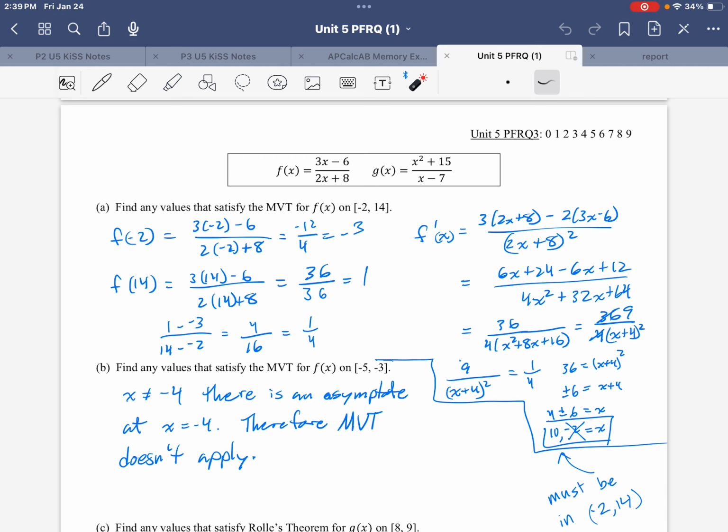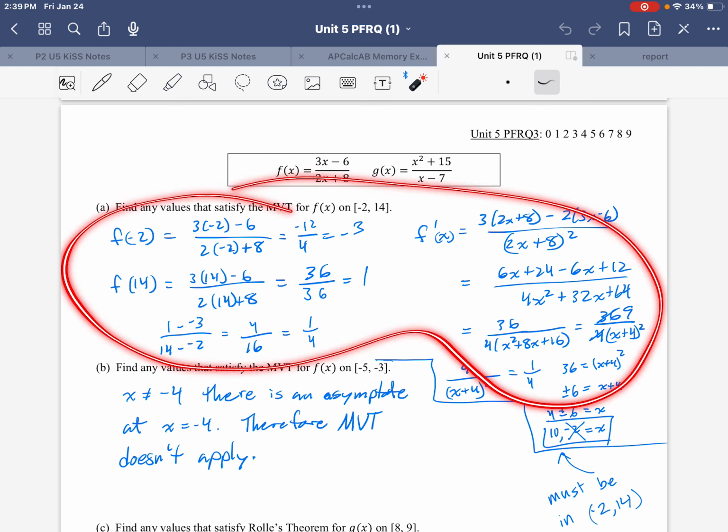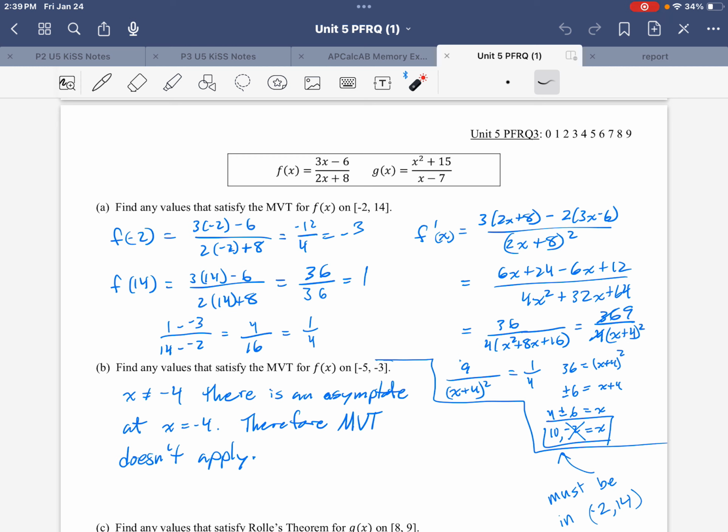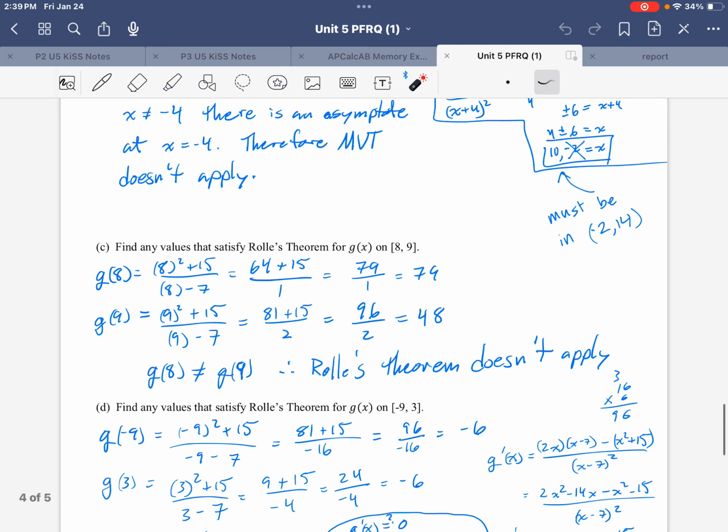And so you could do all the work here, the same work that we did up here, but you'll get it wrong because you didn't check the asymptote right here. The asymptote is -4, and because -4 is in this interval, MVT doesn't apply. Okay, so I explained that right here. There is an asymptote at -4. I don't have to keep saying it over and over.